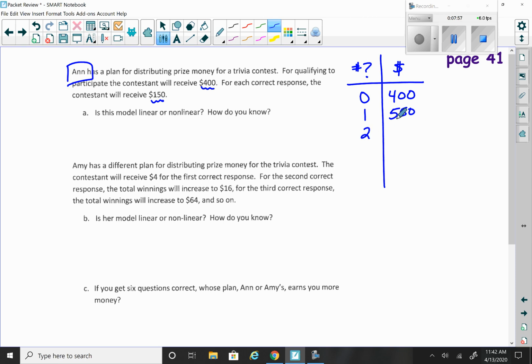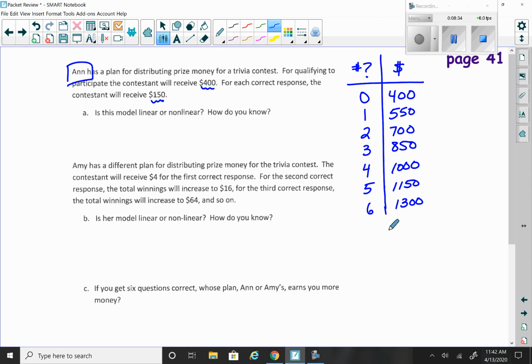If I get 2 questions correct, again, I'm going to earn another $150. So this is going to go up to $700. If I get 3 questions correct, this is going to go up to $850. If I get 4 questions correct, $1,000. If I get 5 questions correct, this is going to be $1,150. If I get 6 questions correct, $1,300. There's a reason I went up that far in my table.